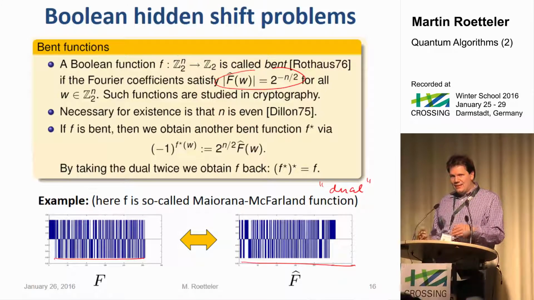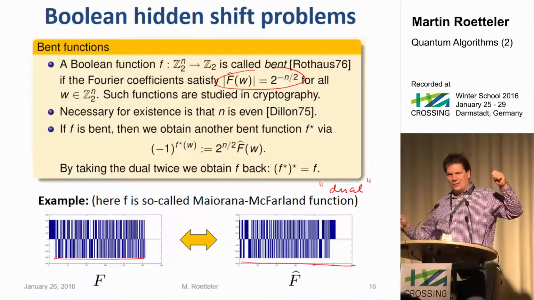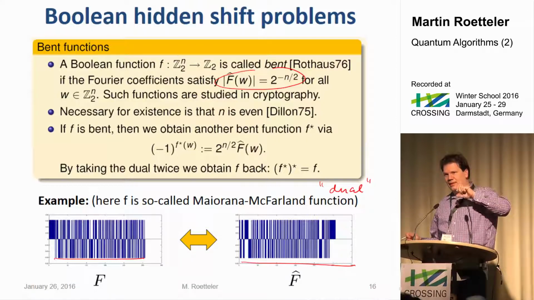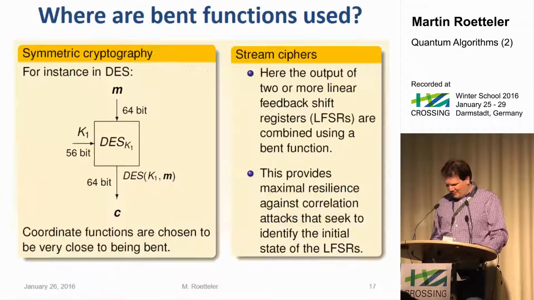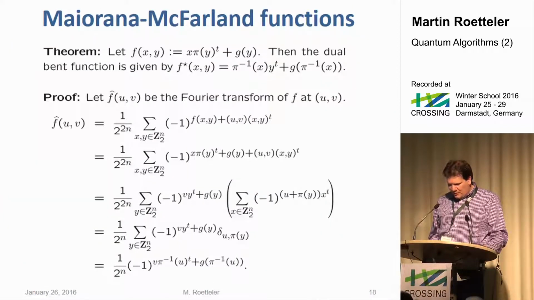But the only catch is that you have to be able to do the diagonal operation, and it turns out the elements of that diagonal operator are exactly the values of the dual bent function. So in order to pull off that algorithm and make it work, you have to have a way to implement the dual bent function efficiently. It's not always given, unfortunately, that that's the case. As probably some of you know, bent functions are used, say, in the design of symmetric ciphers, or people try to be at least close to being bent. So they have some use in crypto.